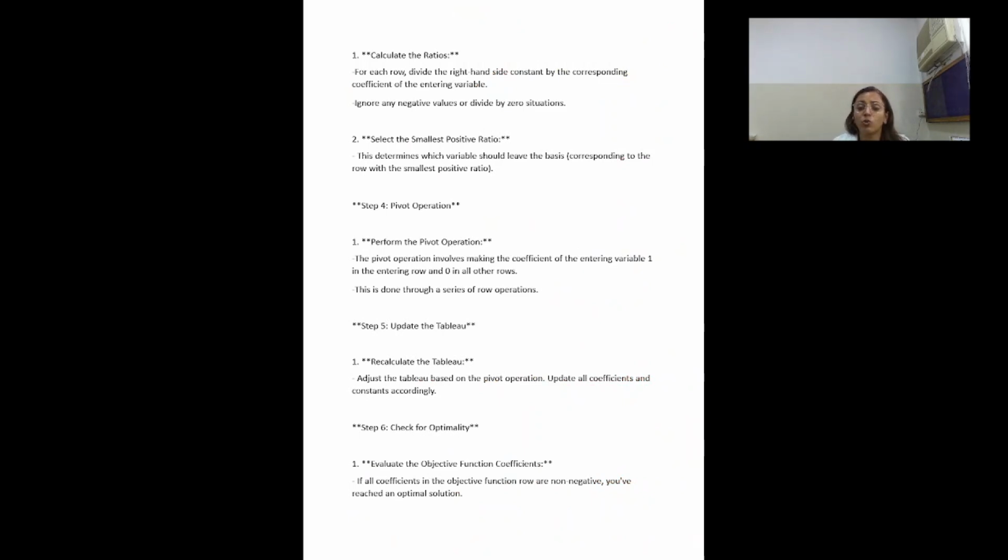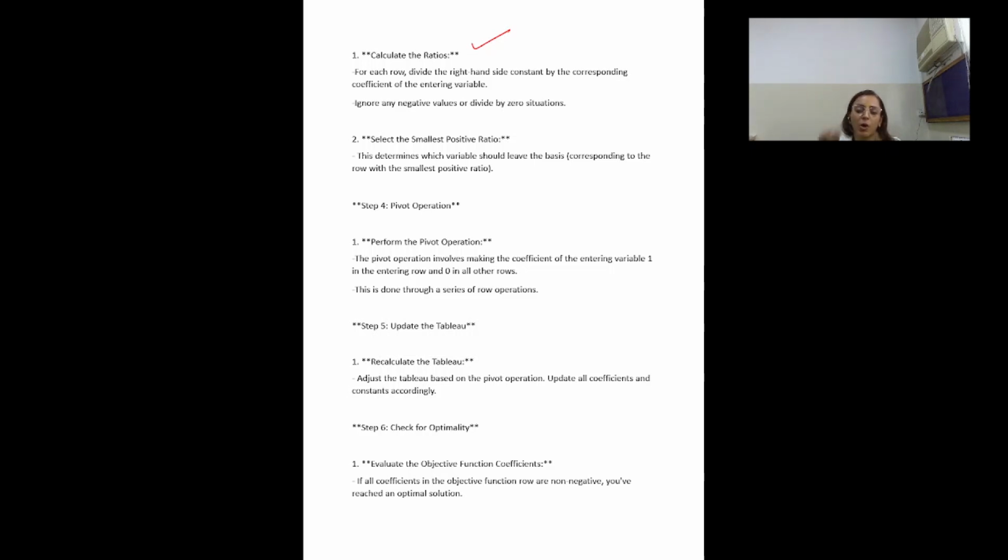For that, we have to calculate the ratios. The ratio for each row has to be calculated by dividing the right-side constant by the corresponding coefficient. What are the key elements you have to find? After getting the key elements from the coefficients, you find the smallest positive ratio, that is the variable which leaves the basis. That is the smallest one, you replace it, and the best one you put in its place. Now you use the pivot operation, so that the updated tableau gives you a more optimal solution.